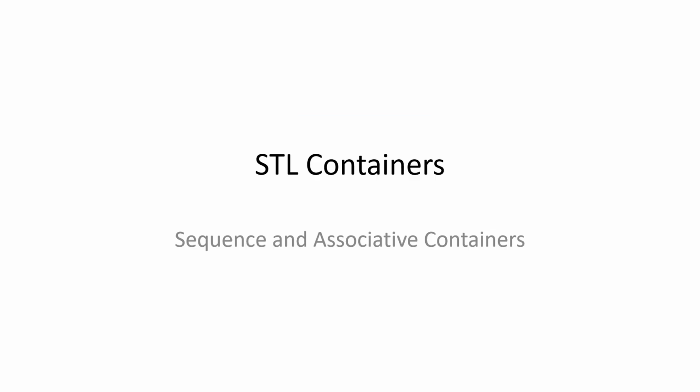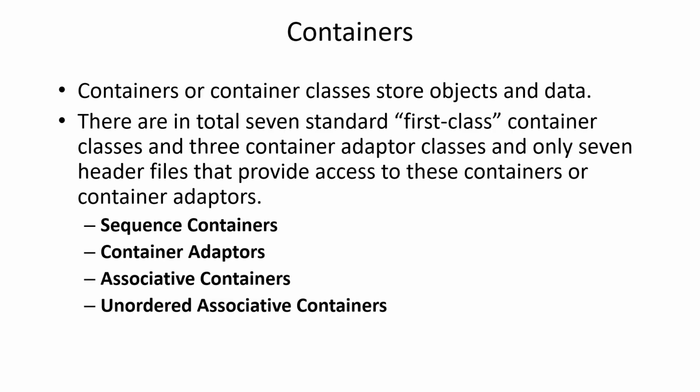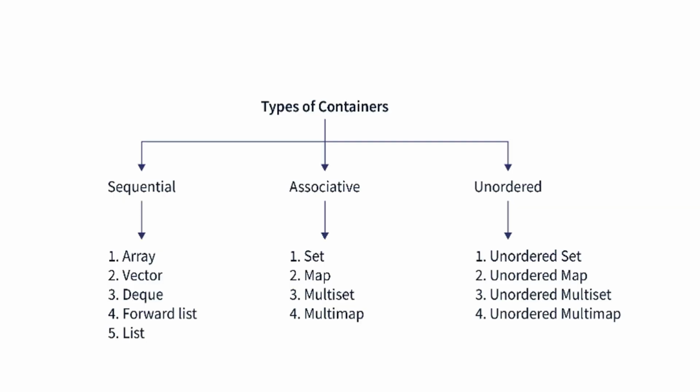Okay, so in today's class we are going to discuss STL containers. STL containers have different types: sequence containers, container adapters, associative containers, and unordered associative containers. In sequence containers, we have types like array, vector, deque, and forward list. In associative containers, we have the concepts of set, multiset, map, and multimap. Unordered containers also have some types like unordered set, unordered map, unordered multiset, and unordered multimap.